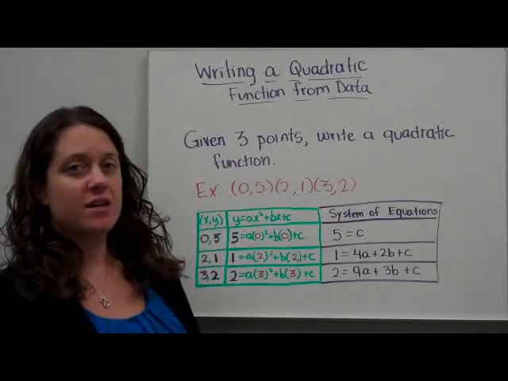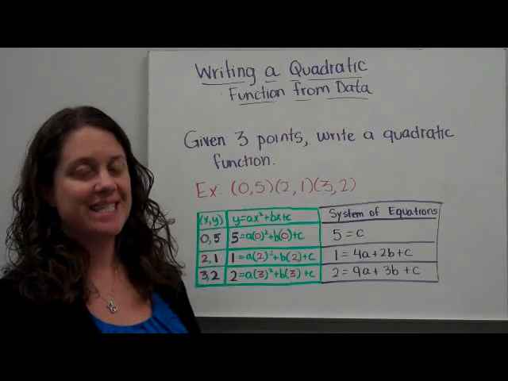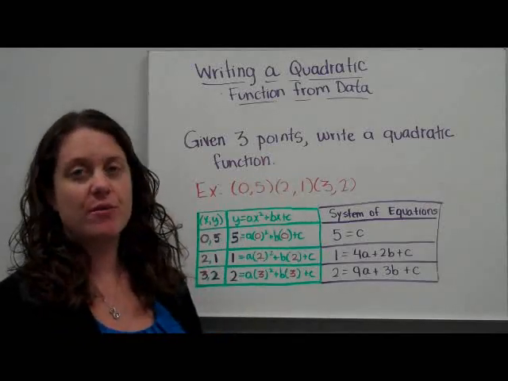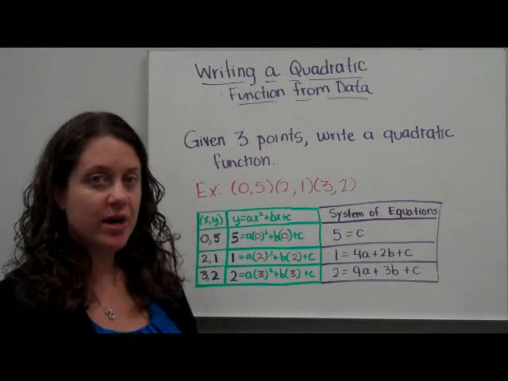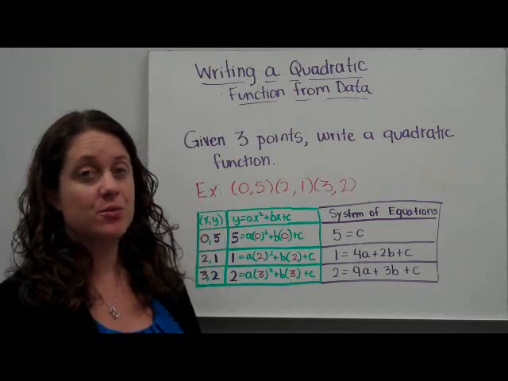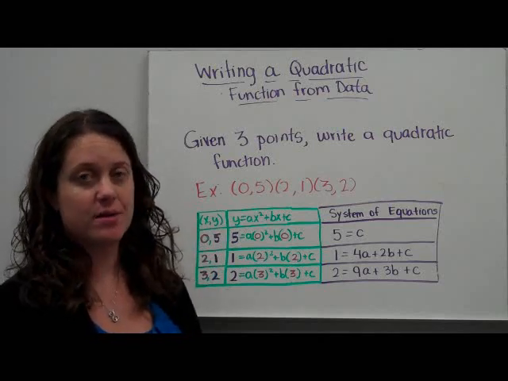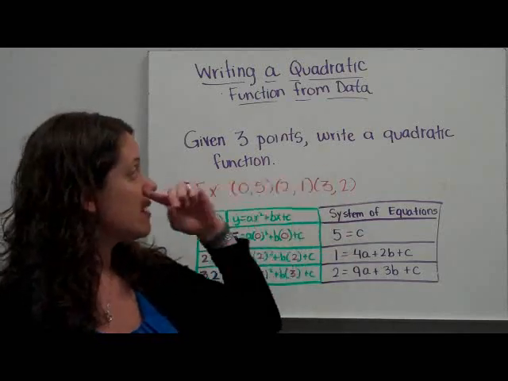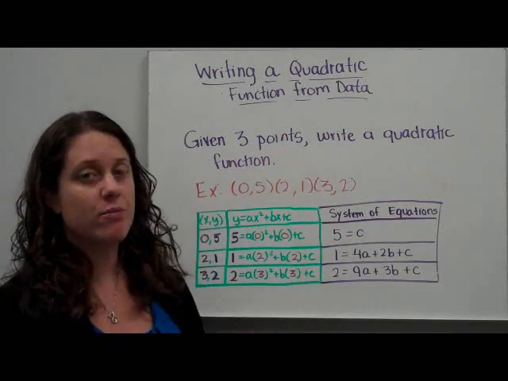How can you write a quadratic function that fits data? If you're given 3 points, in order to write a linear function, you need at least 2 points, because from those 2 points you can find the slope, and then you can plug in 1 point to get the b value. However, if you're going to write a quadratic function, you need at least 3 points.